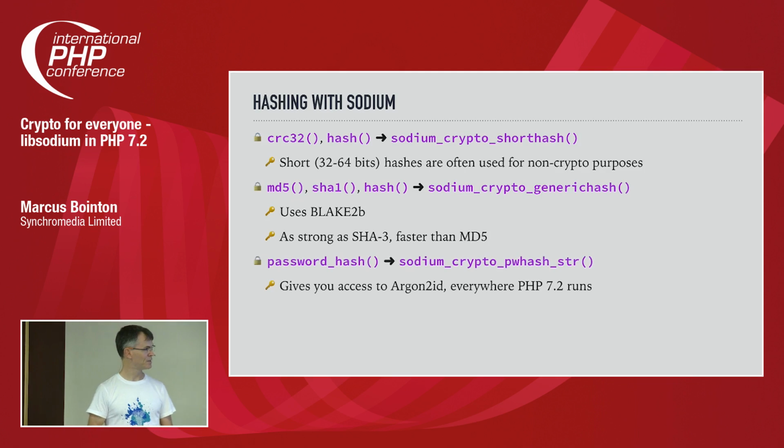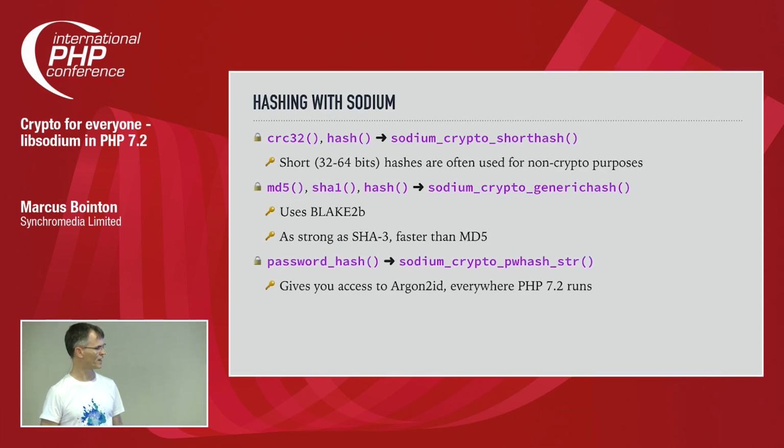Finally, password hashes. But the password hash is the one you saw earlier. It's the crypto password hash string. And that uses Argon2ID, which is currently the absolute state of the art as far as password hash algorithms go. Now, in PHP, the password hash function currently uses bcrypt as the password hash function.